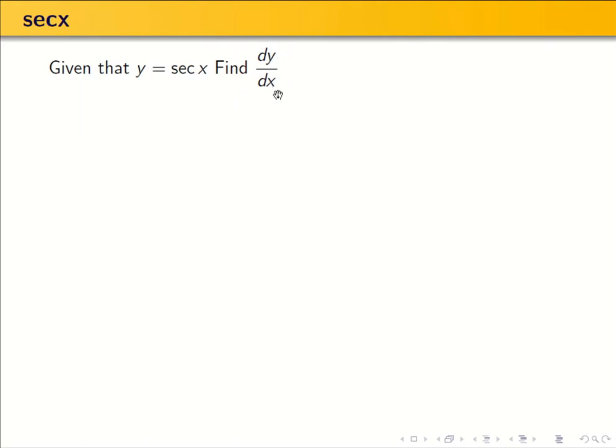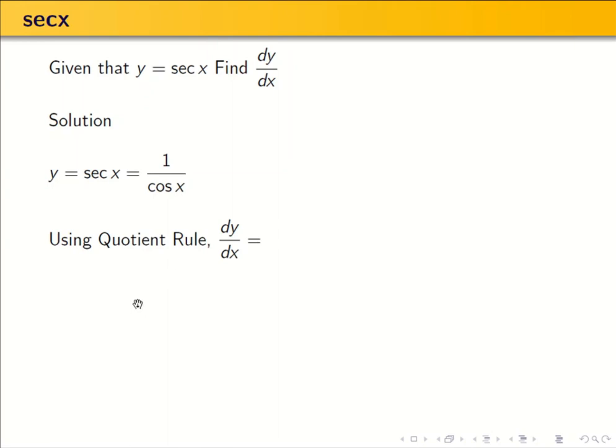Find dy dx. So if I have y equals sec x, how do I differentiate sec x? I know that sec x is the same as 1 over cos x. So if I want to differentiate this, then I have to use the quotient rule. The quotient rule is saying that you differentiate the top one, then multiply the bottom one by it, and that becomes cos x times 0, because 1 in terms of x, the differential of that will give me 0.